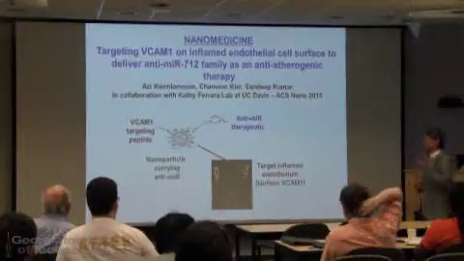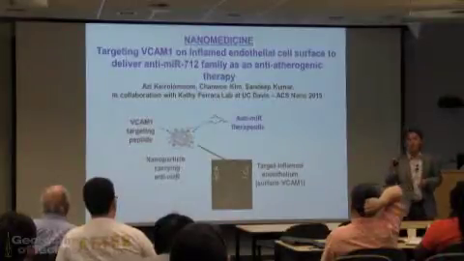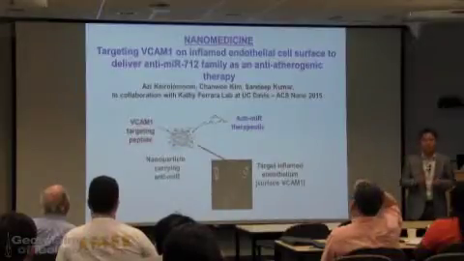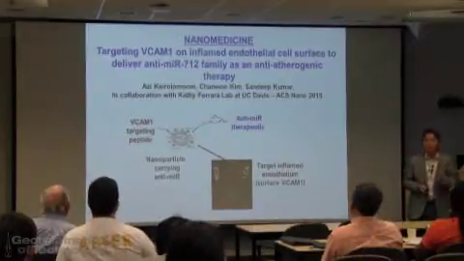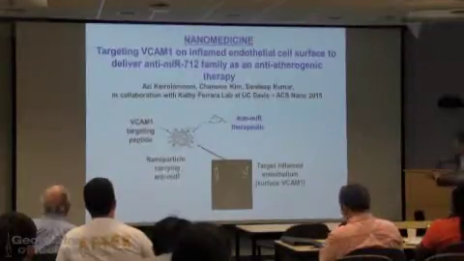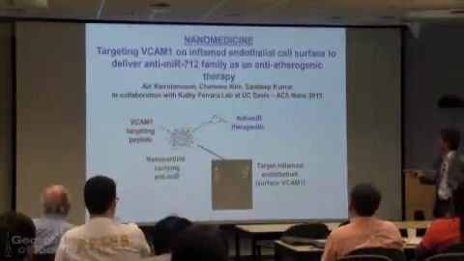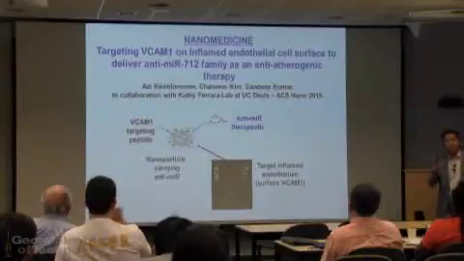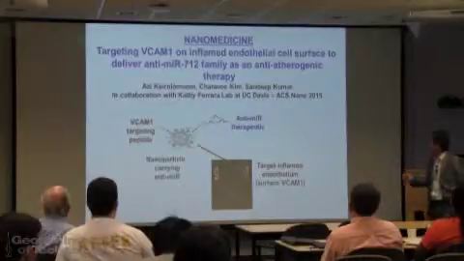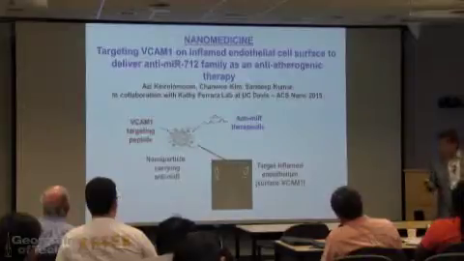So we wanted to develop an additional mechanism whereby we can introduce anti-MIO-712 only to areas where they are inflamed. If we could achieve it, I think this could really improve our therapeutic potential. This study, what we call the Nanomedicine Study, was done in collaboration with my colleague, Kathy Ferrara at UC Davis, and was just published in ACS Nano. Here we are targeting VCAM1 as a marker of inflamed endothelium, and we hope to put our therapies inside the nanoparticle.